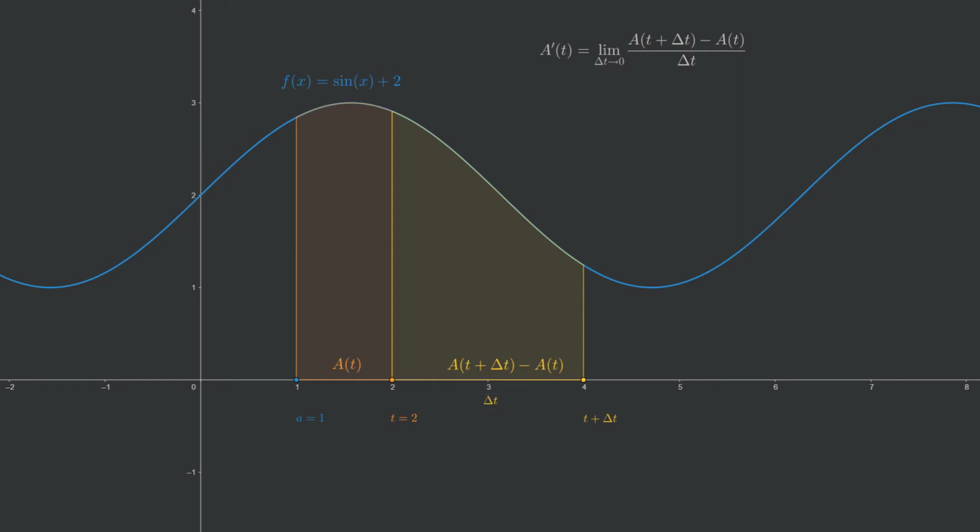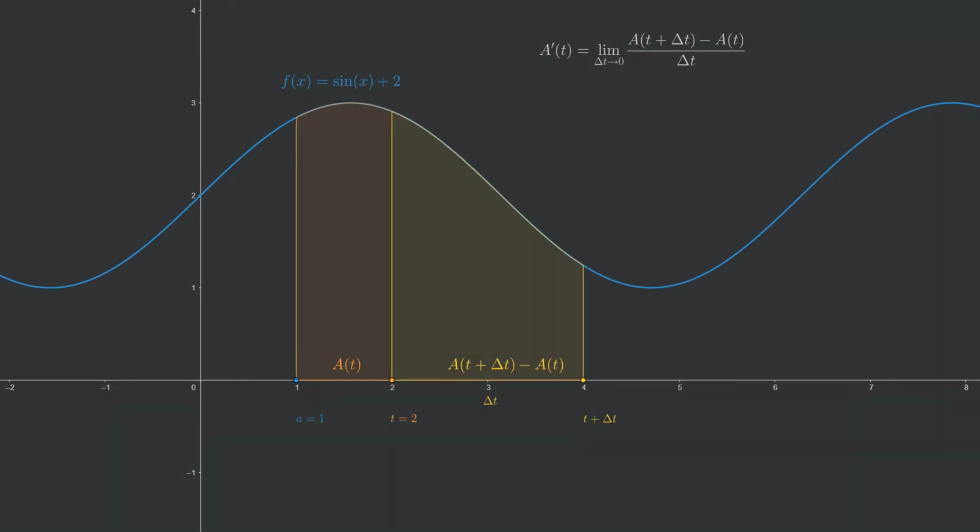Now, to be precise, we are not interested in any of these quotients at all. We are only interested in the limit which these quotients approach when we let delta t tend to 0. Graphically, we would like to understand which limit this quotient tends to when we do something like this.